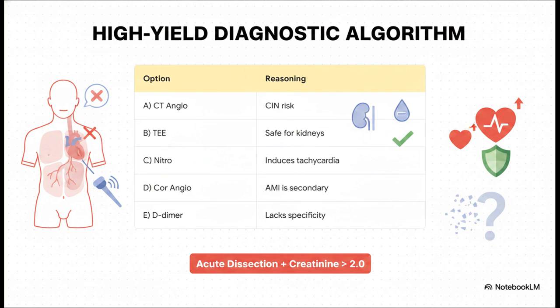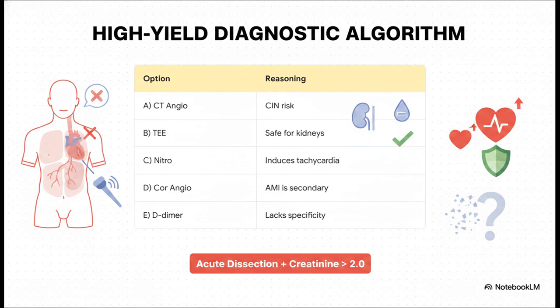Let's exhaustively break down why. This patient has the classic triad of a dissection, right? But he also has a severe acute kidney injury, highlighted by that creatinine of 3.1. That absolutely mandates you reject choice A, CT angio, because of the severe risk of contrast-induced nephropathy. Choice C, IV nitroprusside, is a lethal distractor. Remember, you cannot give that before IV beta blockers because of reflex tachycardia.